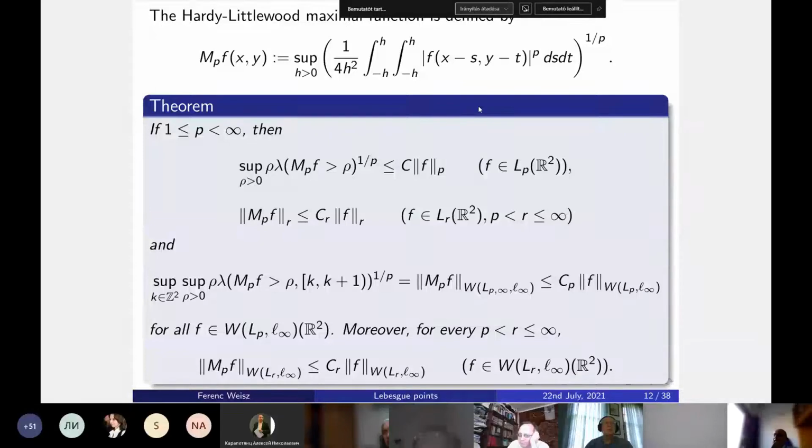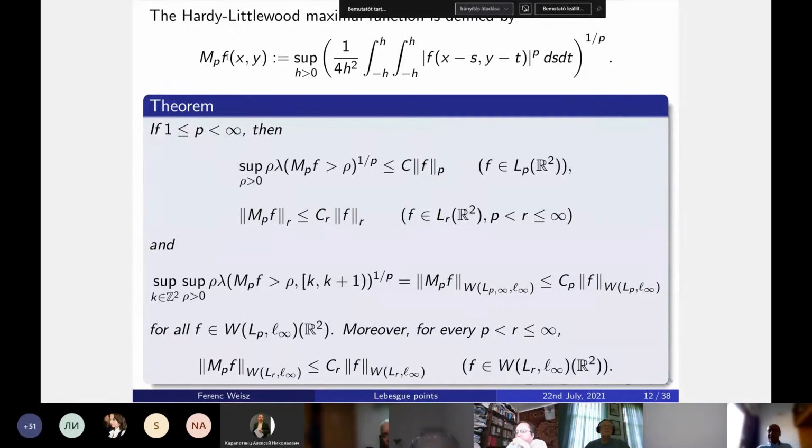I introduced the Hardy-Littlewood maximal function for two-dimensional functions by this formula. This is very similar to the one-dimensional case. Here we integrate over cubes, you can see it, and we divide by the measure of the cube. And I used the p norm in the definition. In the one-dimensional case, I defined this operator only for p equal to 1. But here I will use it also for greater p.